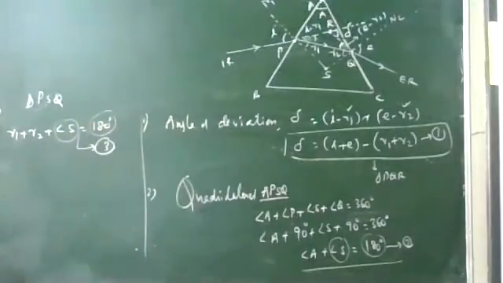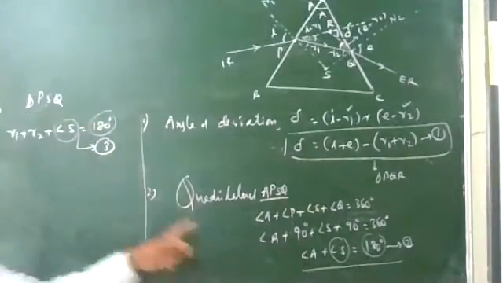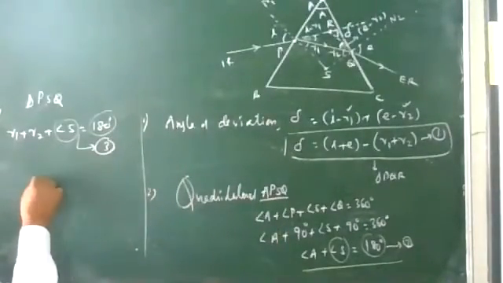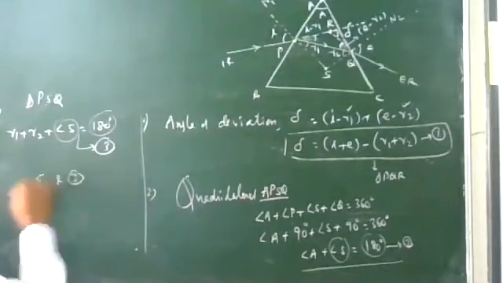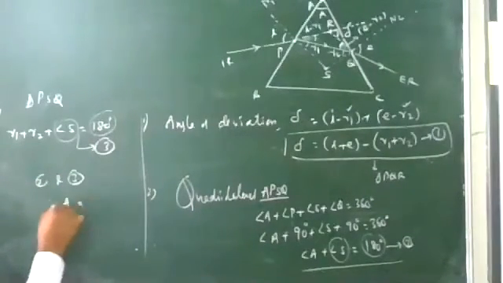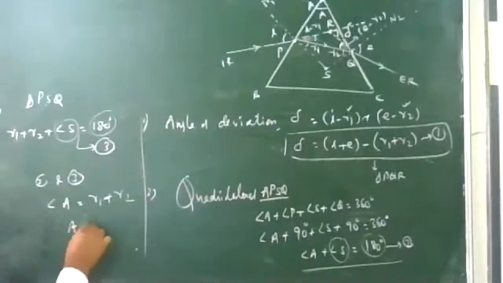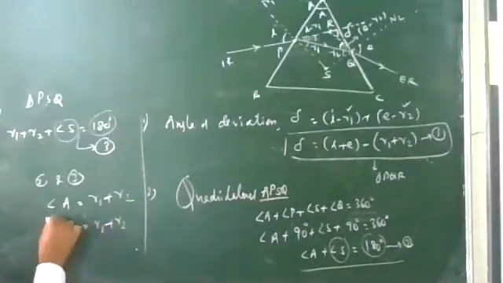So from equations 2 and 3, we see that angle A is equal to R1 plus R2. The angle of the prism is R1 plus R2. So from equations 2 and 3, we are getting the important result. We write A equals R1 plus R2. Equation number 4.